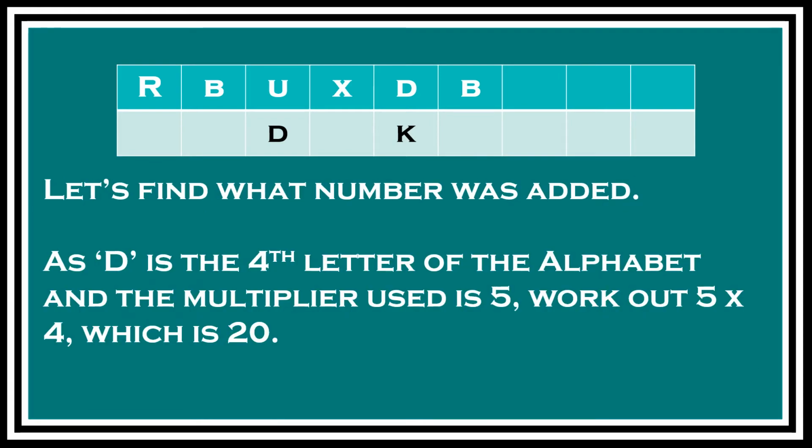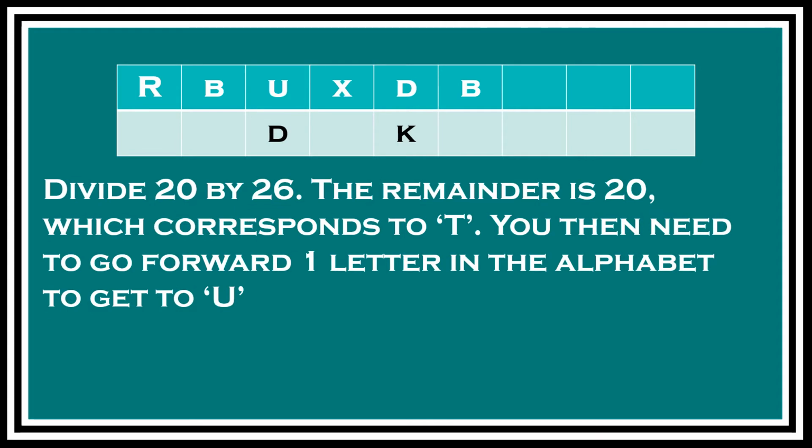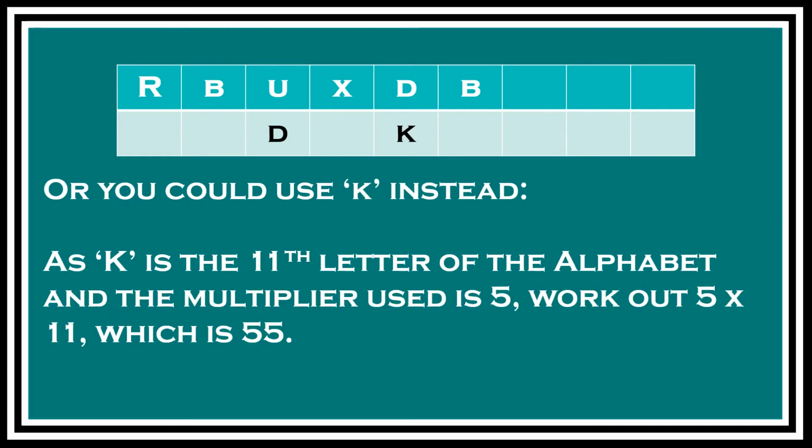So we also need to find out what number was added. Now D, looking at the letters that we're given from the original message, D is the fourth letter of the alphabet. We know the multiplier to be 5. 5 times 4 is 20. Now divide that by 26, we get a remainder of 20, and the letter that 20 corresponds to is T. But we want to get to U, so we need to move forward just one letter in the alphabet. Or we could have used K instead.